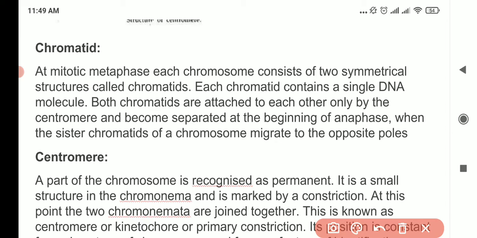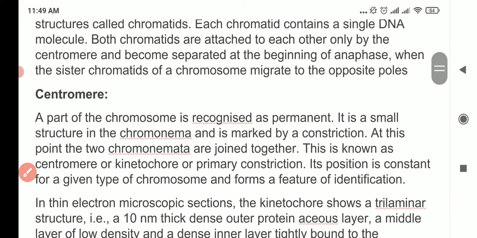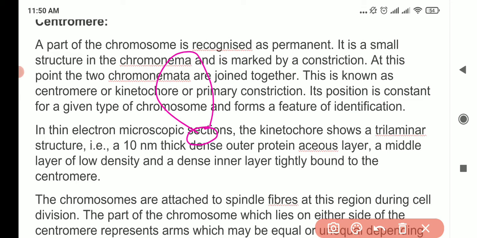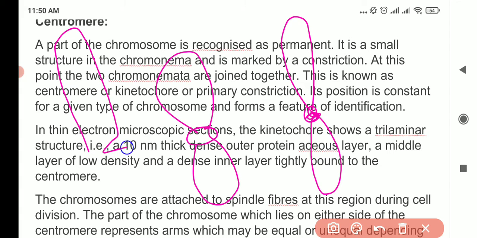Then, looking at the centromere, it is permanent. It is a small structure in the chromonemata and is marked by a constriction. As I told you, we used to draw it like a ribbon or make it black. Some kids used to do that, but it's not like that. It's just a constriction, like this.